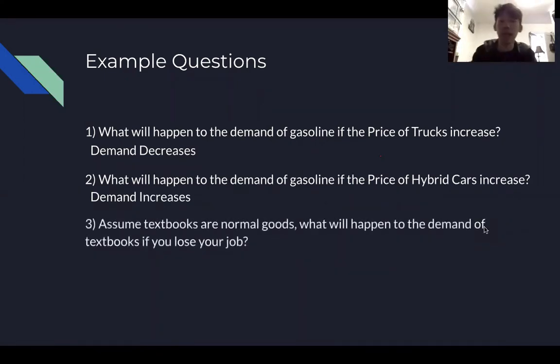Next up, assuming textbooks are normal goods, what will happen to the demand of textbooks if you lose your job? Normal goods are goods where if I have more income, I'll buy more of them, and if I have less income, I'll buy less of them. So in this case, demand decreases.